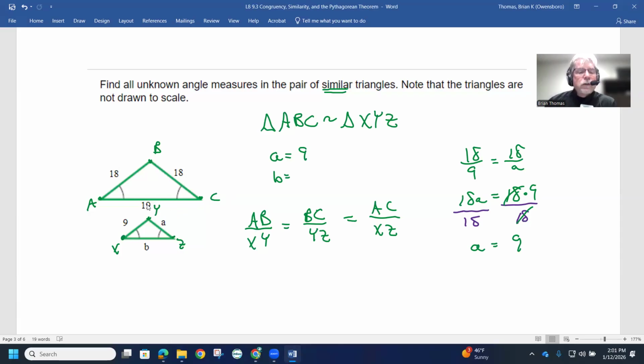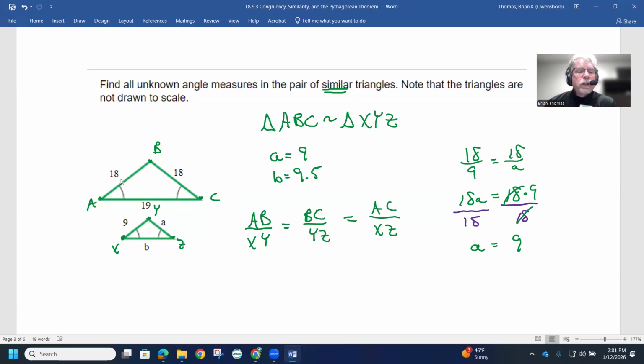Now, notice how B should be half of 19. Well, what's half of 19? I think half of 19 would be 9.5, because 9.5 plus 9.5 is 19.